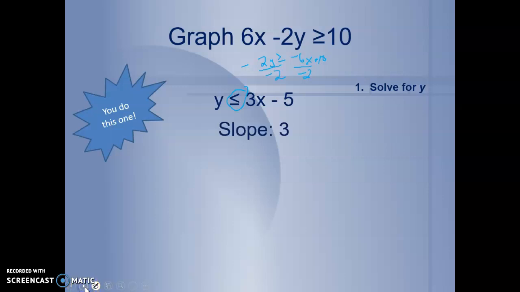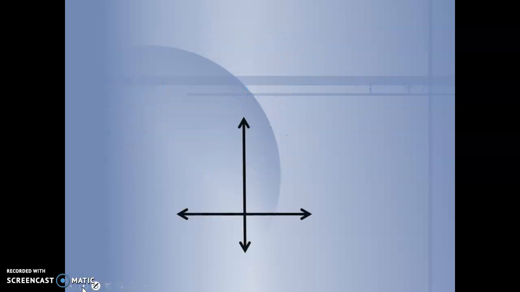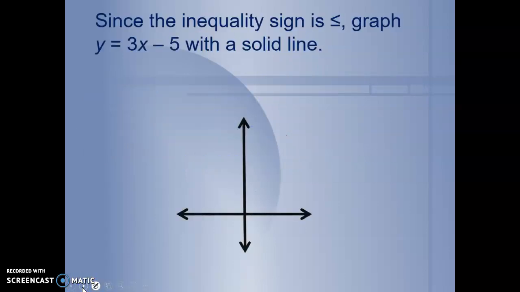Our slope is 3, and our y-intercept is (0, -5). We'll take that information to the Cartesian plane and graph it. Because we have an equal sign here, we know that we are going to graph with a solid line. So let's go ahead and graph that. We said our y-intercept is negative 5, and our slope is 3.